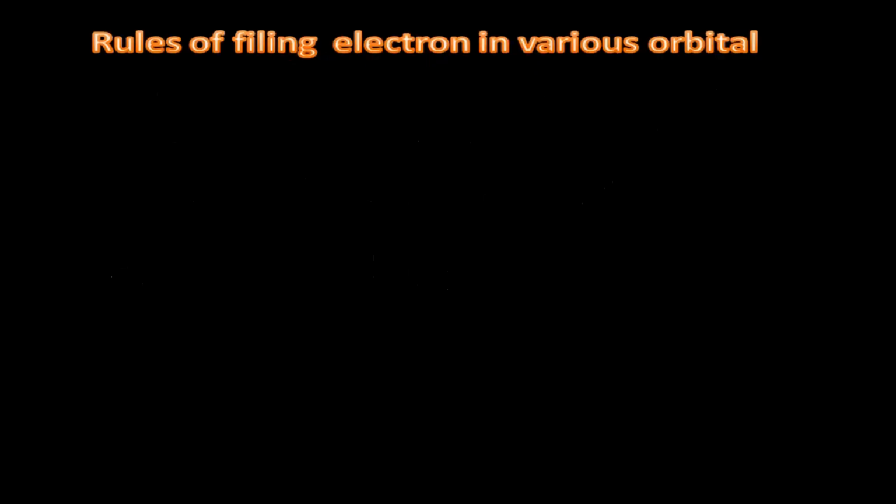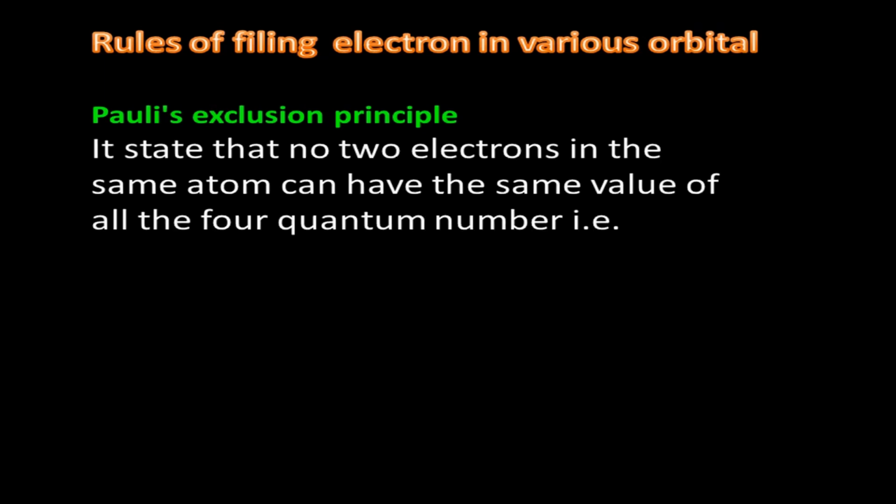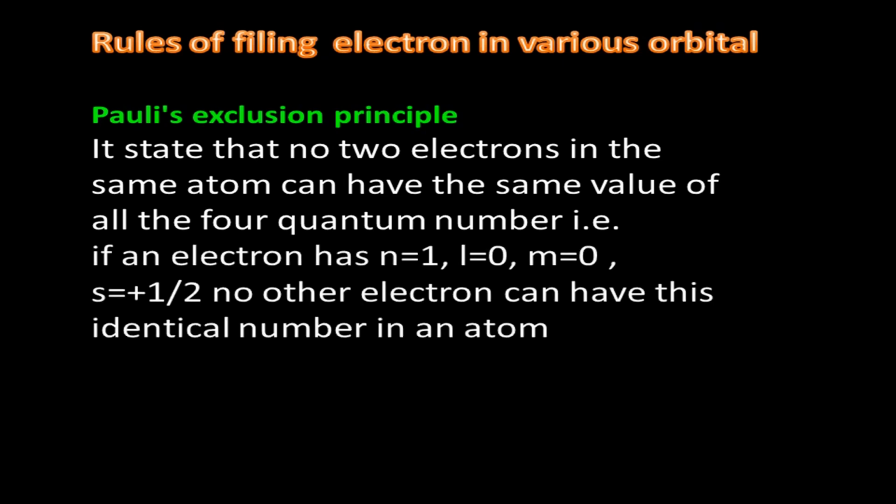Rules of filling electrons in various orbitals. The first one we have is Pauli's exclusion principle. It states that no 2 electrons in the same atom can have the same values of all the 4 quantum numbers. That is, if an electron has n equal to 1, l equal to 0, m equal to 0, and s equal to plus half, no other electron in that same atom can have these same 4 identical values. So this is what the Pauli exclusion principle is saying.